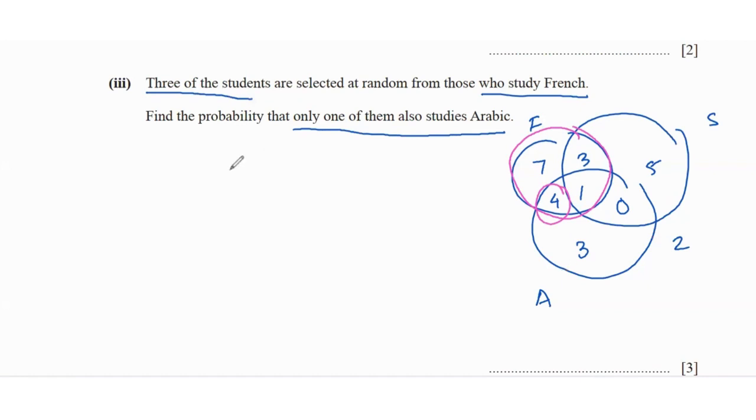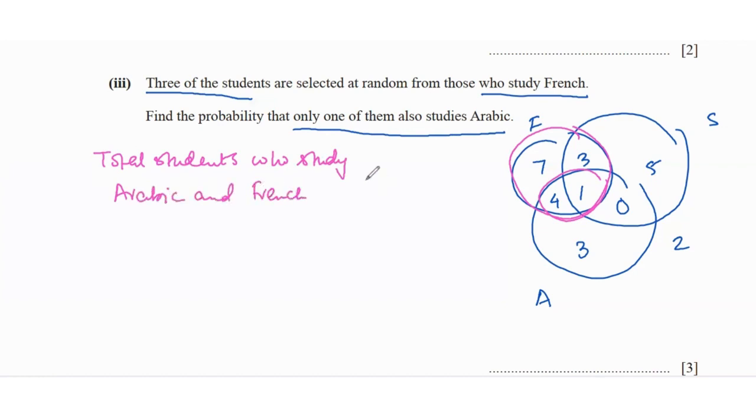So what we will do is we will say kids who study Arabic and French is over here. So total students who study Arabic and French is 5. Okay. So first probability would be 5 over.